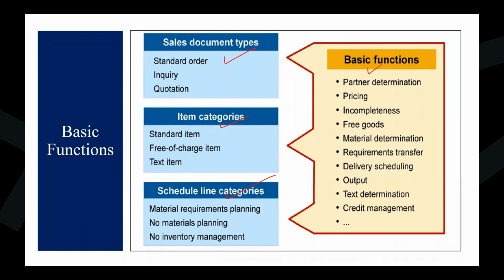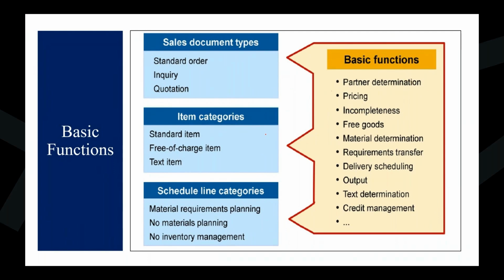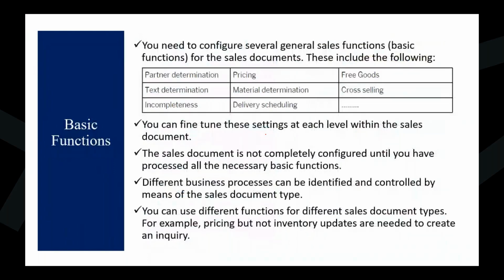So you configure all these basic functions separately, and then you will assign them to either the sales document type or item category or schedule line category in the configuration. Okay, this we will see when we go to the configuration. You can fine tune these settings at each level within the sales document.